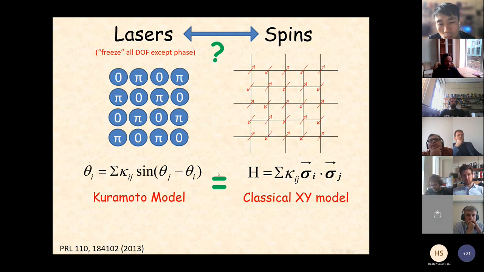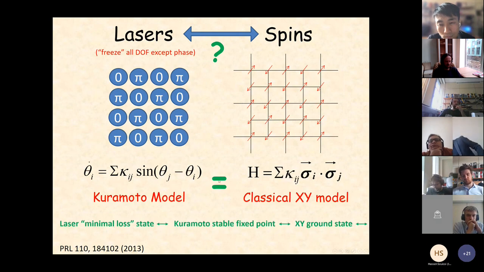And based on this mapping, you could now tell the following story. The laser will find the minimal loss state. Maybe it will get stuck in some local minima. But if it does, this corresponds mathematically to the Kuramoto stable fixed point under this assumption. And it's already well known that the Kuramoto stable fixed point is identical, as I say here, to the ground state of the XY Hamiltonian with the same couplings. Again, this is a Hermitian system. It has minimal energy. This is a highly dissipative system. It has minimal loss, but the state is the same.